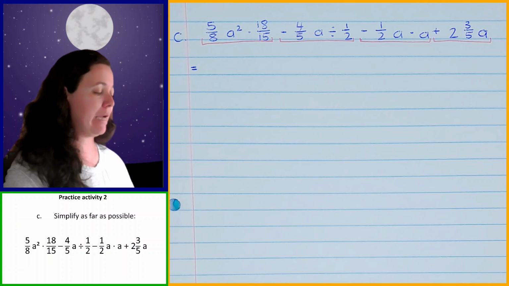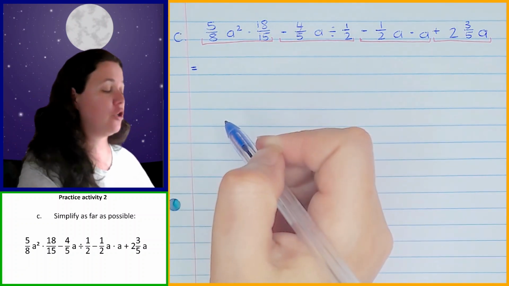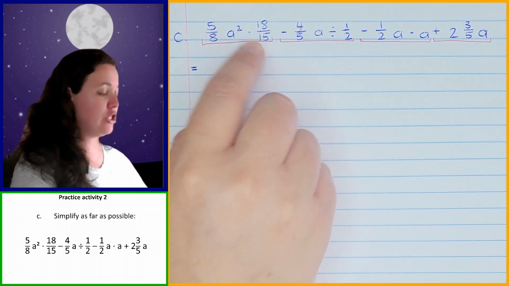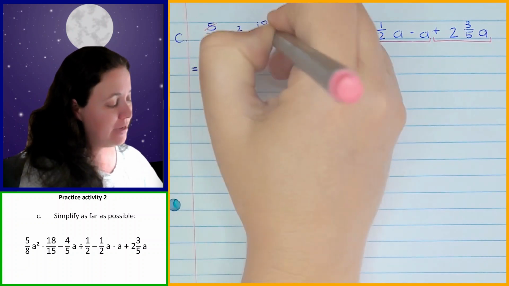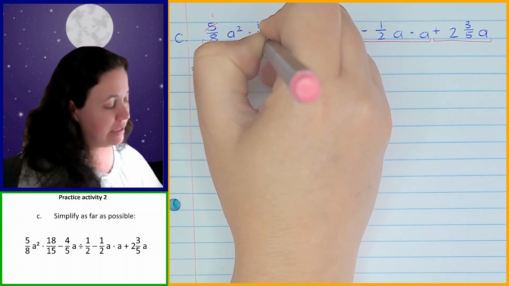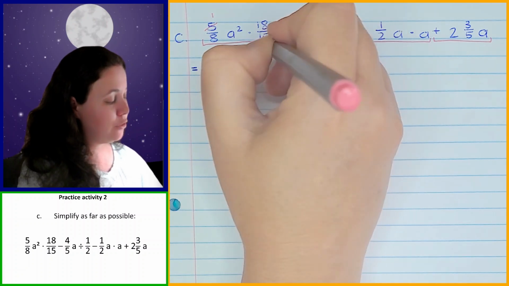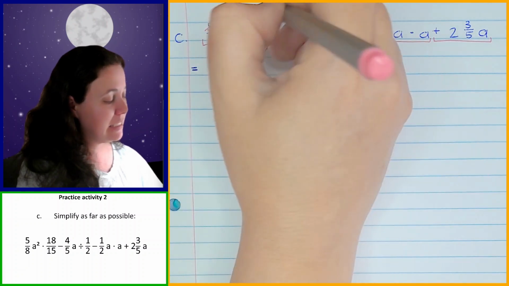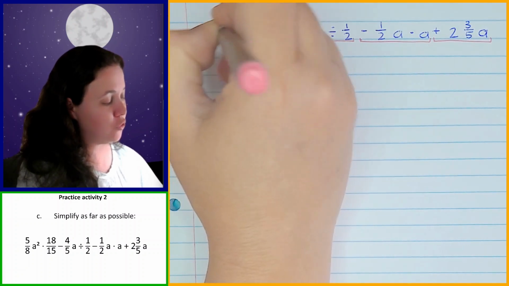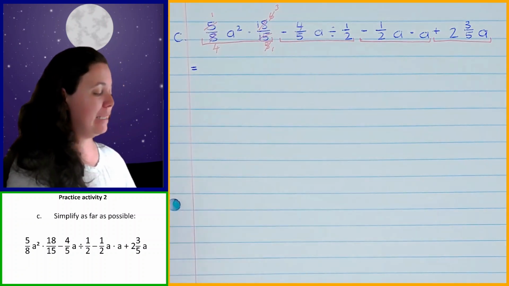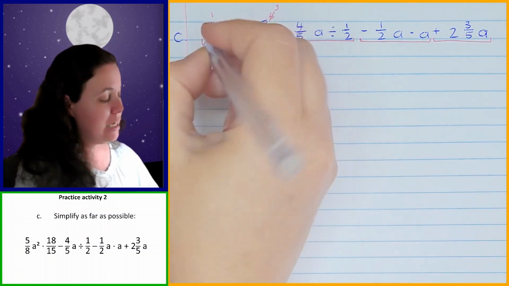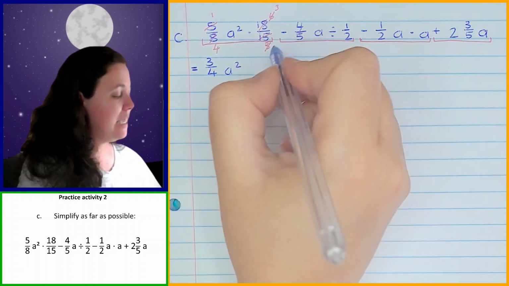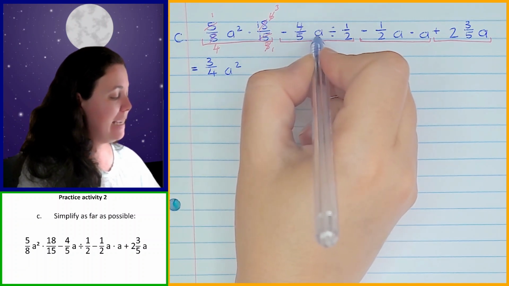Okay, right, now we're going to go and simplify each of these terms. In the first term, let's see what I can do over here. When I'm multiplying these fractions together, I can cancel out the 5 and the 15. 5 goes in there once, 5 goes in there 3 times. Then I've got 3 and 18. 3 goes in there once and 3 goes in there 6 times. And then the 8 and the 6 I can simplify. 2 goes in there 3 times and 2 goes in there 4 times. So you're left with 3 over 4. Okay, so over here I've got 3 over 4 a squared.